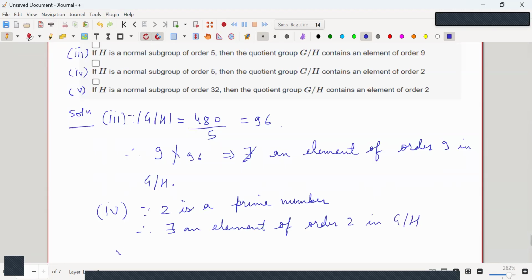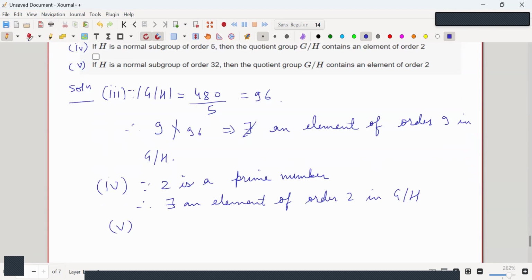Now, the fifth one, you have a normal subgroup of order 32, then the order of G by H is 480 by 32, which will be 15, I guess, right? Yes, sir. And again, since 2 does not divide 15, there exists no element of order 2.